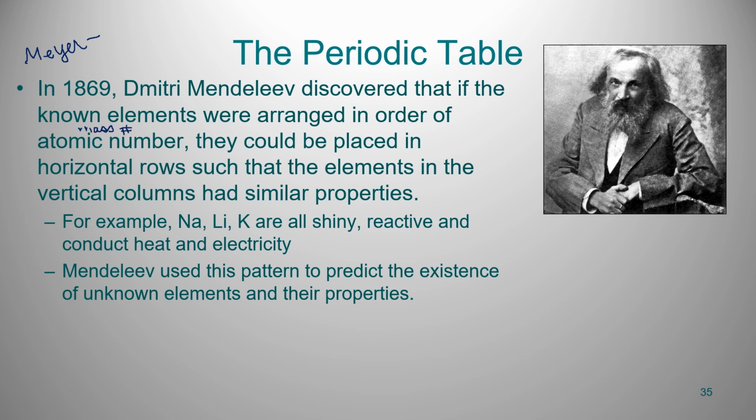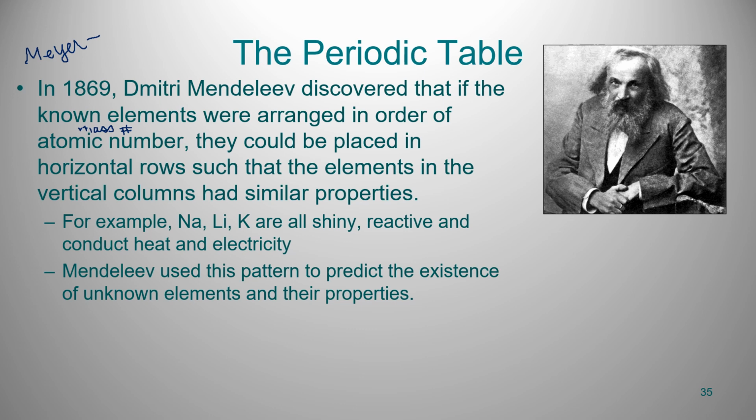And you'll see that actually there's a few little errors out there that might mess them up. But anyway, today we know that if you arrange them in terms of atomic number, because the neutron wasn't even discovered yet, so they didn't know about mass number, but they used the mass of the atom. Anyway, if you place them in horizontal rows, you start to see patterns, and elements in the vertical column will have similar properties to each other.